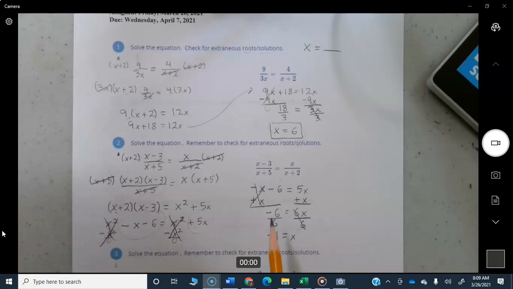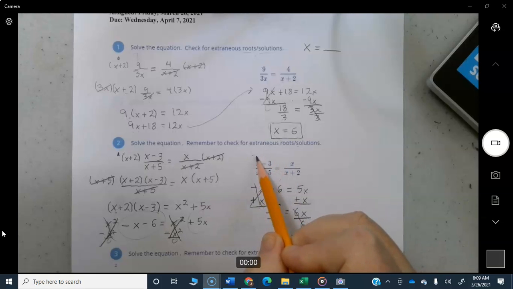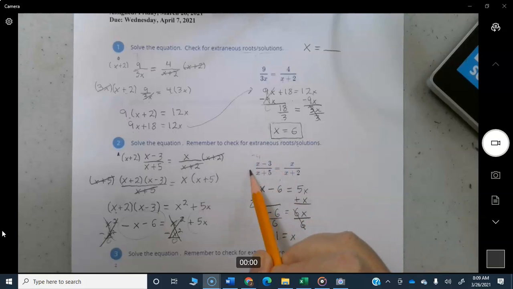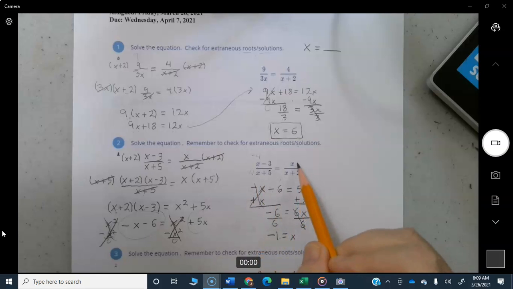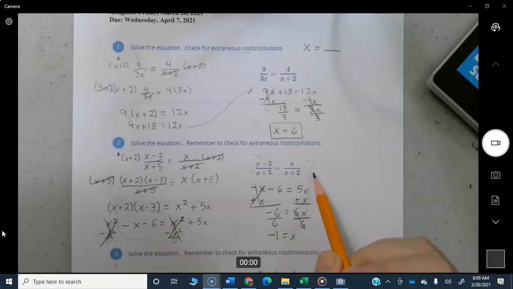What you can do, again, if you want to check your work, is take an answer like this and plug it back into the original equation. Let's see if that works. Let's see if x equals negative 1 works. So negative 1 minus 3 is negative 4. I'm just going to write it lightly up here. Negative 1 plus 5 is positive 4. Negative 1 here would be negative 1. And negative 1 plus 2 would be positive 1. So negative 1 over 1 equals negative 1, and negative 4 over 4 equals negative 1. So yes, negative 1 works when you plug that into the original equation. So there's your answer.